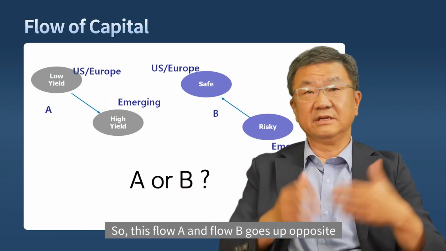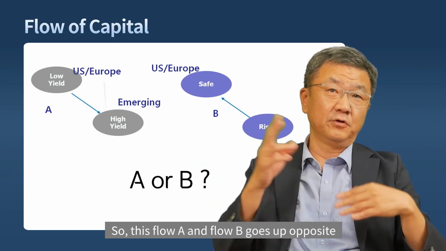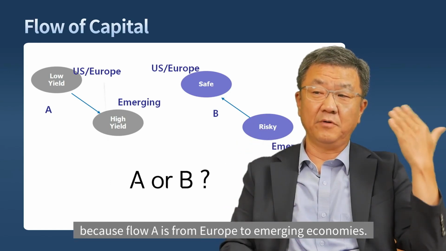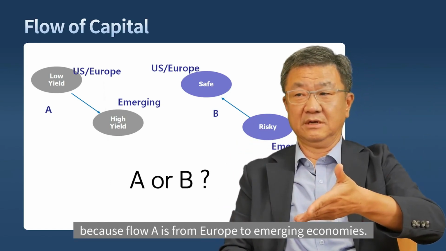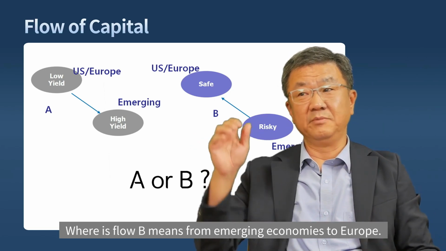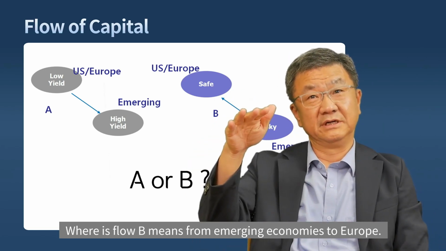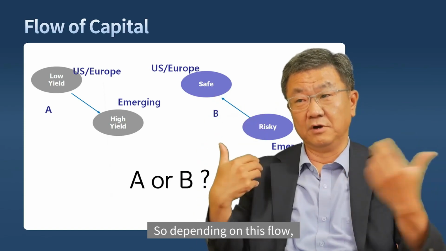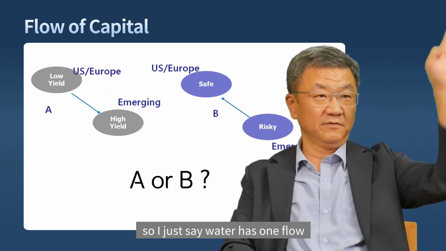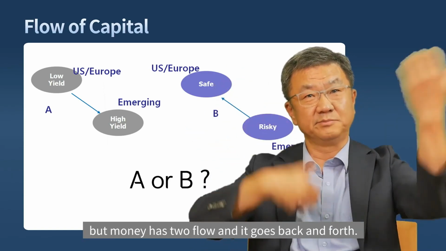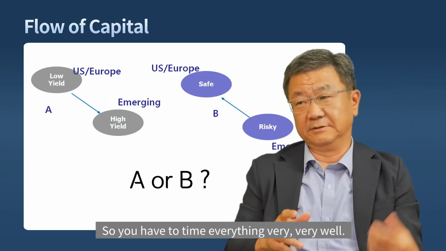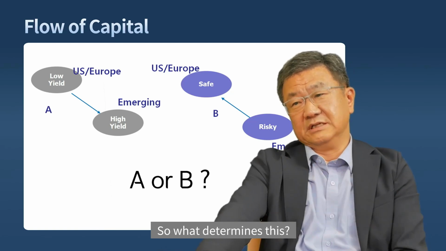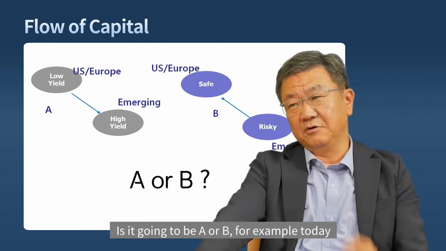So the flow A and flow B go opposite, because flow A is from Europe to emerging economies, whereas flow B means from emerging economies to Europe, right? So as I said, water has one flow, but money has two flows, and it goes back and forth. So you have to time everything very, very well. Okay? So what determines this? Is it going to be A or B?